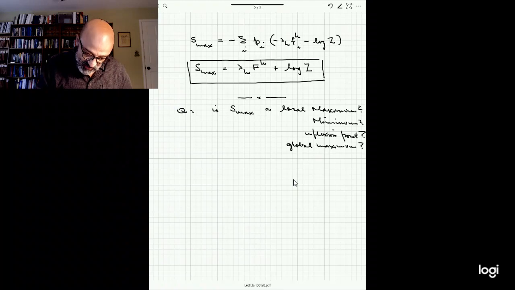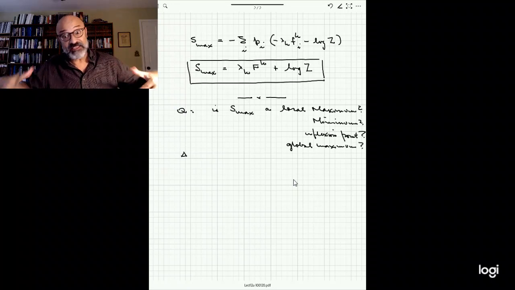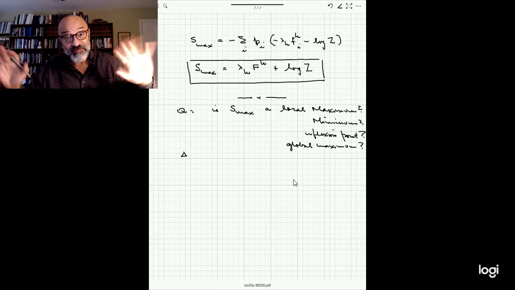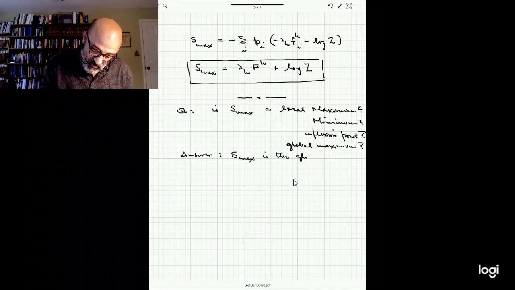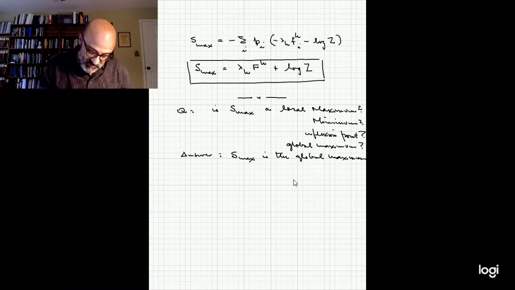The answer is actually that it is the global maximum. This is the maximum. There are no other maxima floating around. Answer: S max is the global maximum. So how do we prove this?